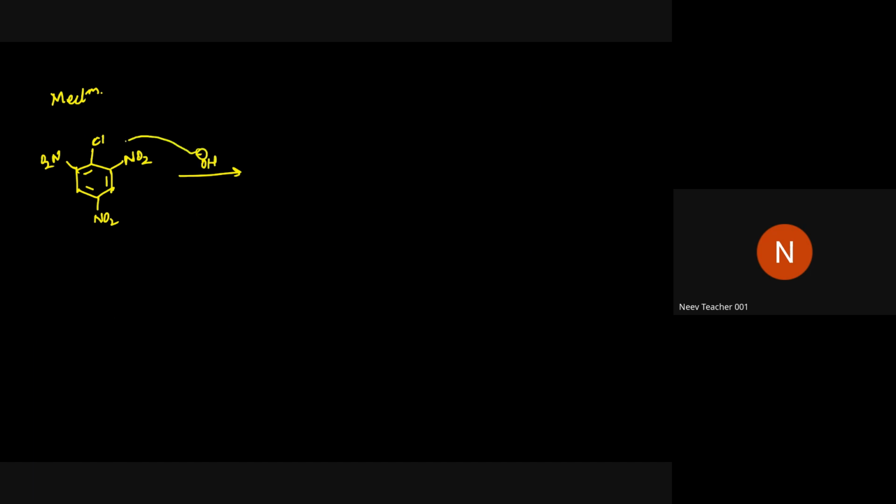As soon as this attacks, there will be formation of an intermediate. You know this intermediate? What is the intermediate formed during SN2AR reaction? In SN2 it was no intermediate, but in SN2AR there is an intermediate. This OH minus is going to attack like this, and this is going to break like this.